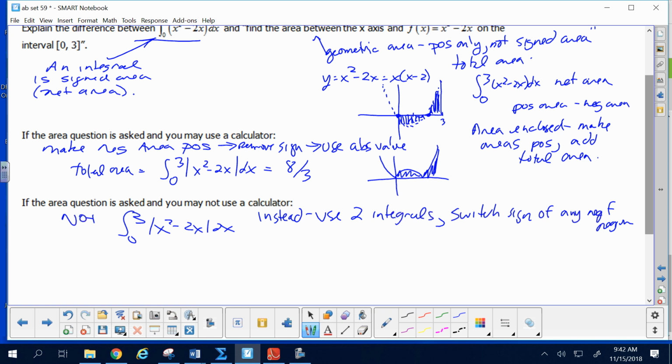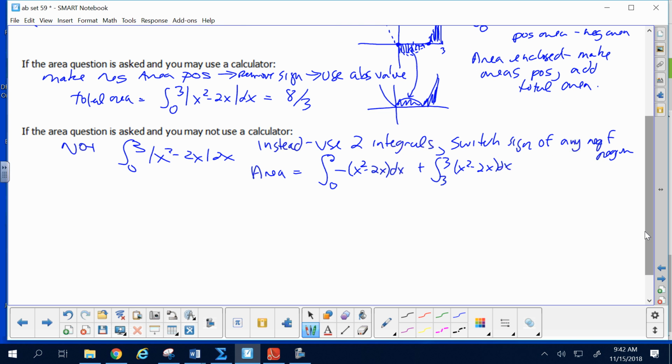So my setup might be something like this. The total area would be the integral from 0 to 2. Instead of going normal x squared minus 2x, which is below the axis, I want to take the opposite of x squared minus 2x. Now you could take that negative inside, you could put it outside, doesn't matter. But you definitely need to negate that so that you can achieve basically this idea. Take the region below and make it region above. Then you're going to add the region from 2 to 3. Now 2 to 3, I don't need to do anything to that because it was already positive, so I'm going to leave it alone. And go from there. You follow?